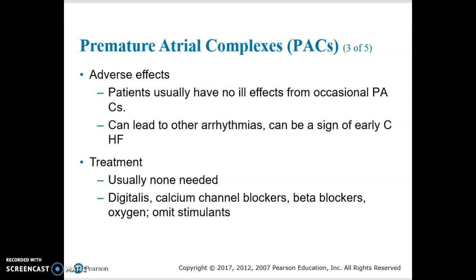Patients usually do not have any ill effects from occasional PACs. However, they can lead to other arrhythmias and they can be an early sign of CHF. Usually there's no treatment needed, but if treatment is needed and the patient is symptomatic, they'll treat with digitalis, calcium channel blockers, beta blockers, oxygen, and they'll even remove stimulants from the patient's diet or whatever their intake is.